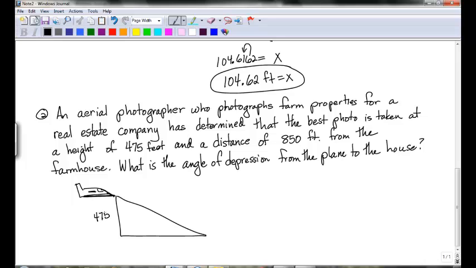475 feet is the height. 850 feet, and that's actually the distance on the ground. Okay, here's your right angle. Now they want to know the angle of depression. Here's the angle they're looking for. It's always from a horizontal down. So this is the angle of depression. But if you look at this, this line is parallel to this line cut by a transversal.